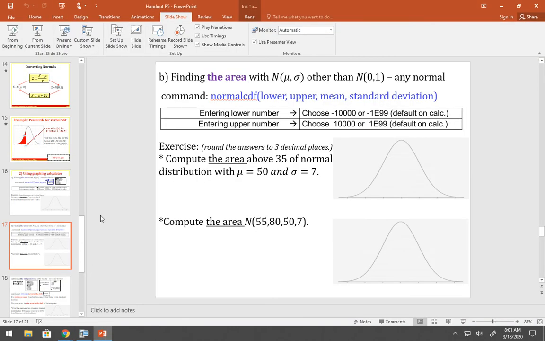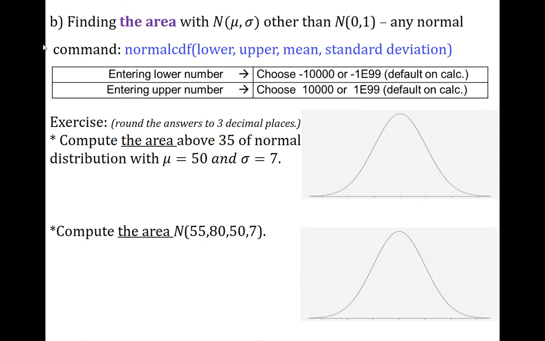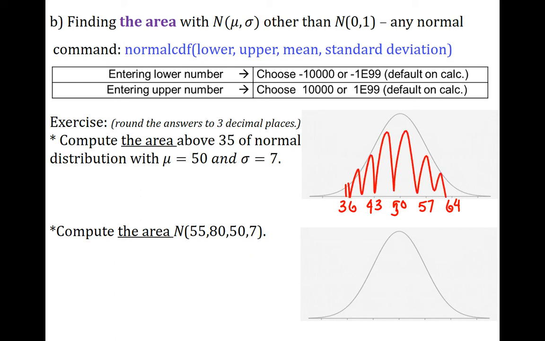Hopefully you've got your commands done, and we'll calculate what I have here. In this one, I'm doing a normal CDF. It says the area above 35, so I'm looking above a 35. First of all, I have a middle, and that middle is a 50, and it's counting by 7. I want above a 35, which is about here. So I want a lot of this. So my function would be my normal CDF.